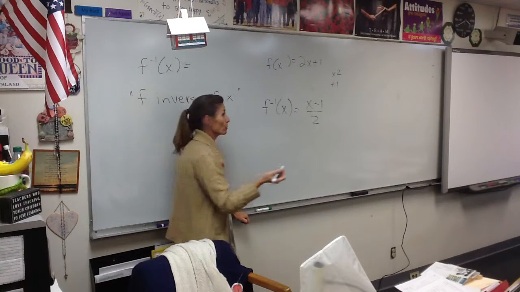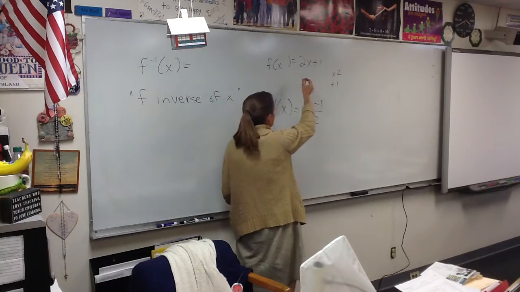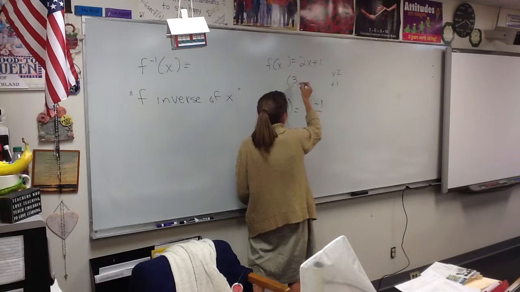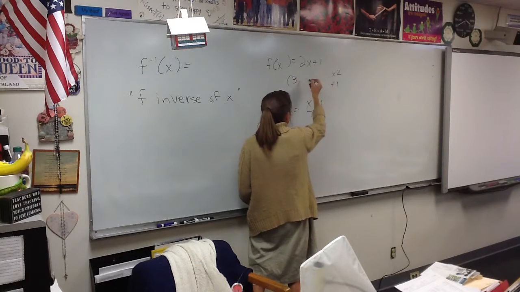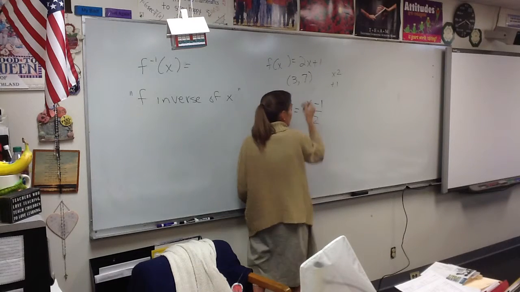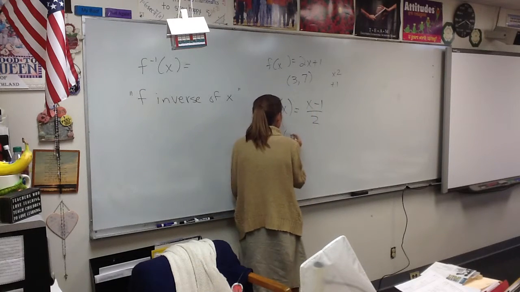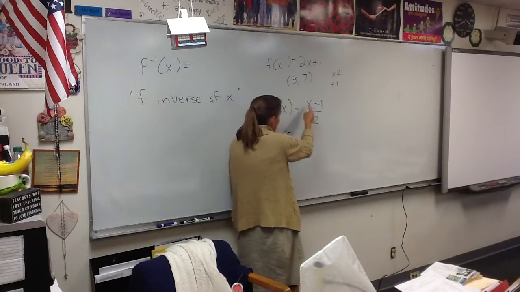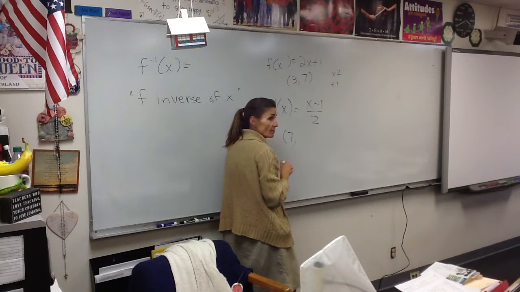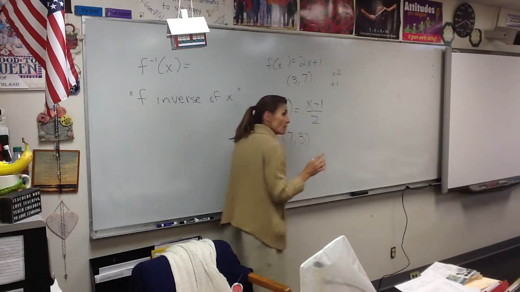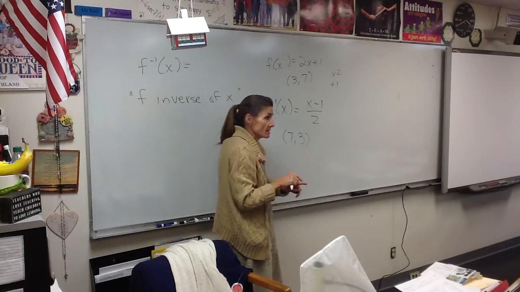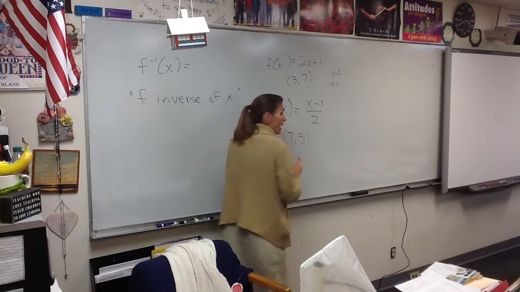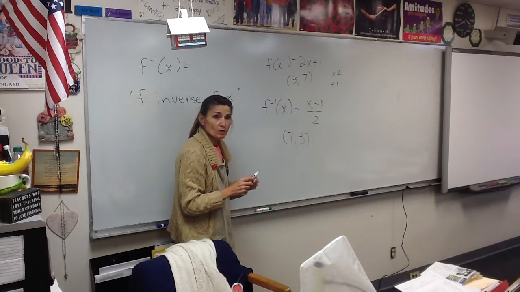Now, let's see how that works. Let's go ahead and put our 3 in. If you put a 3 into this function for x, if you let x be 3, what does y end up equaling? 7. Now, take that 7 and put it into this new function. What happens when you put 7 in there? You get 3. See what happens? It undid it. Notice that the x's and the y's got switched.